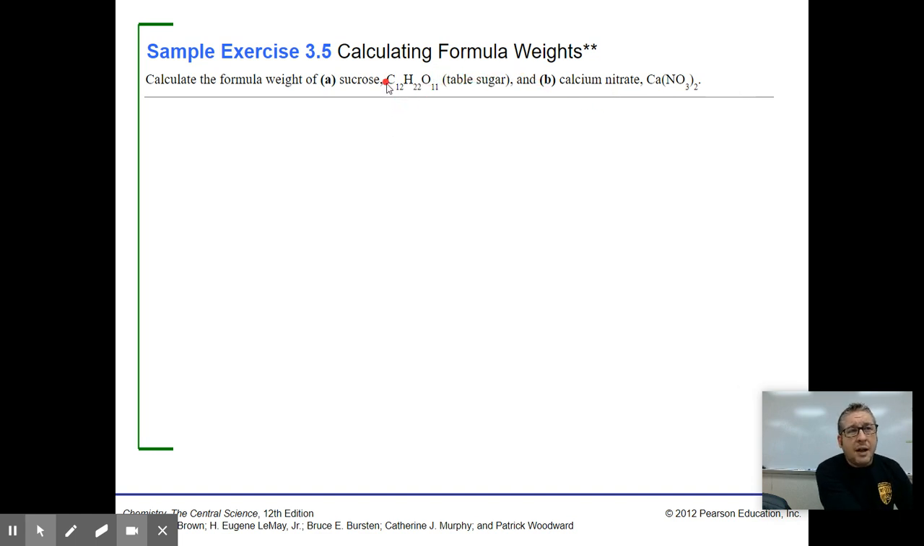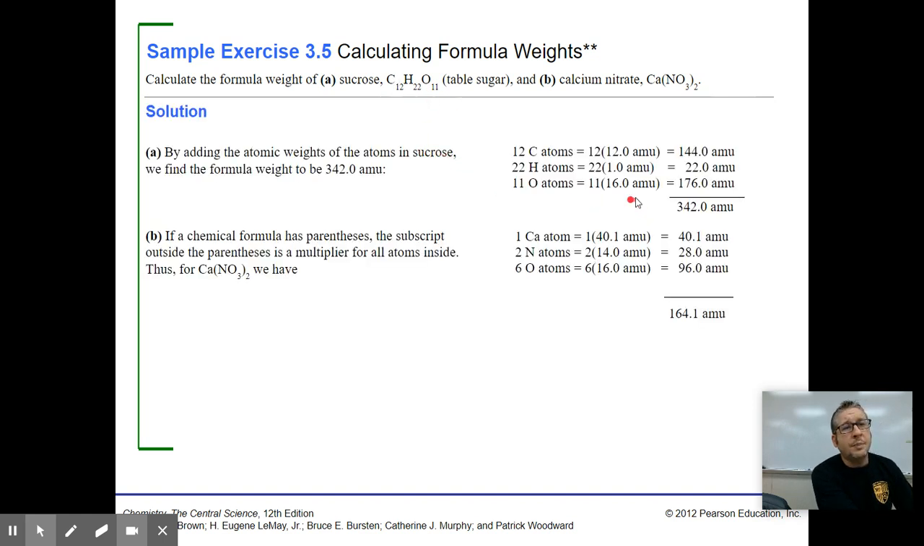So again, we have carbon, hydrogen, and oxygen present here. We have 12 carbons, 22 hydrogens, and 11 oxygens. If we look at the periodic table, you'll see they have already rounded the atomic masses as reported on the periodic table. So ta-da, you get to do the same. There are 12 carbons, so you take 12 times 12, you get 144 AMU. 22 hydrogen atoms, hydrogen has an atomic mass of 1. And oxygen has a rounded atomic mass of 16, and there are 11 present.